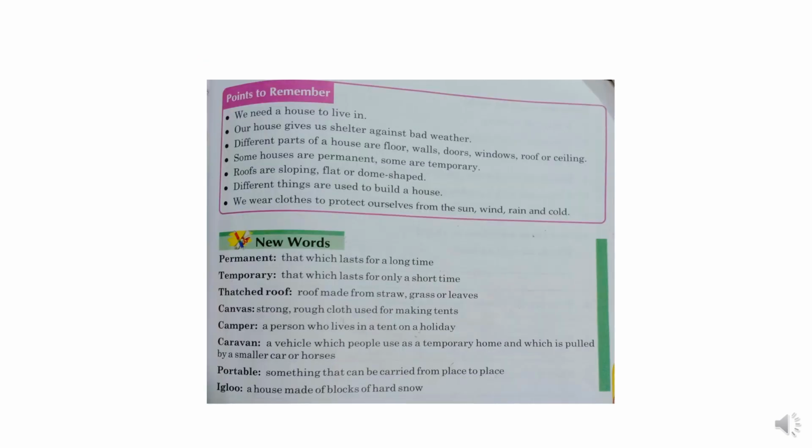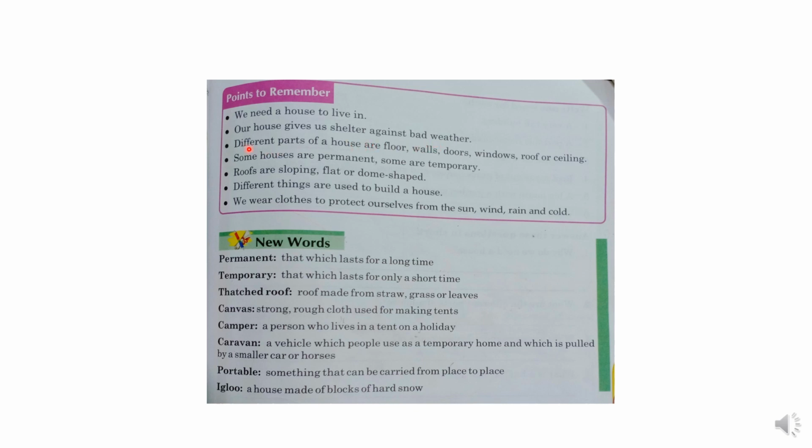Now moving on, the points that we have to remember. So far we have discussed and we should remember. Number one is we need a house to live in. Of course, we need a house to live in, since it's protecting us and providing us a shelter. Our house gives us shelter against bad weather. Yes, it's true that it's providing us a shelter and security, and it's protecting us from bad weather like rain, the sun during summer, and during cold it's providing us a shelter.